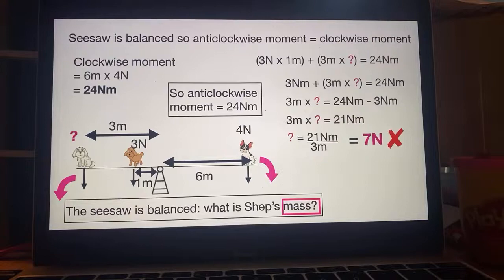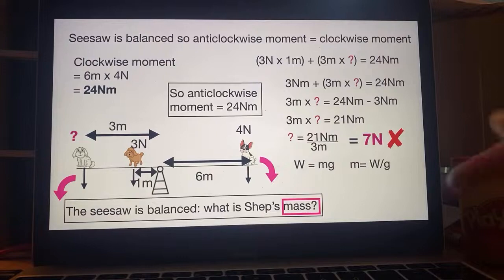It's just the kind of evil thing they will do in IGCSE. That's why you've got to keep checking the question. So you've got Shep's weight. How do you find Shep's mass? Well, I would expect you to know now that weight equals mass times gravitational field strength on Earth.